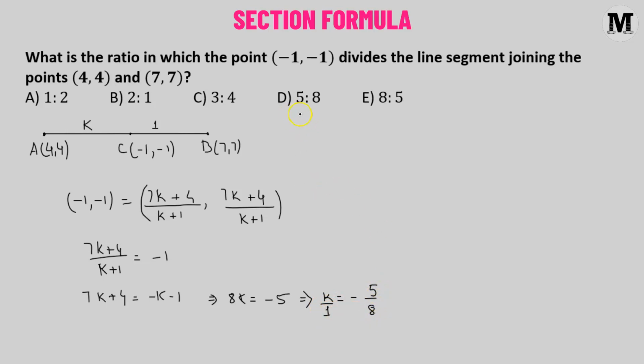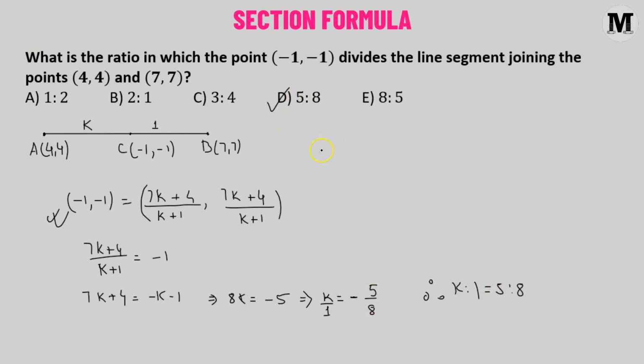But in our options, we can clearly observe that we don't have any negative ratio. So the negative sign tells us that actually C is dividing AB not internally but externally. That's taken into account by the negative sign here, since we have used the formula for internal division. So that means option D, so the actual ratio K:1 is going to be 5:8. All we have done is replace the value of K with 5/8. So option D is going to be the correct answer.